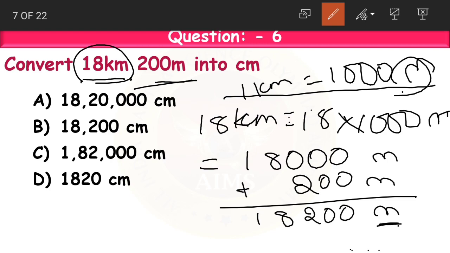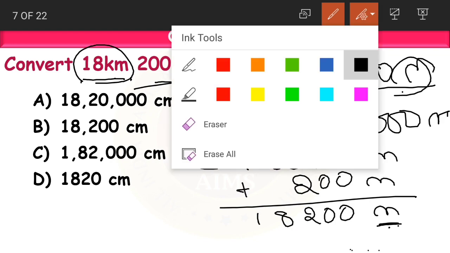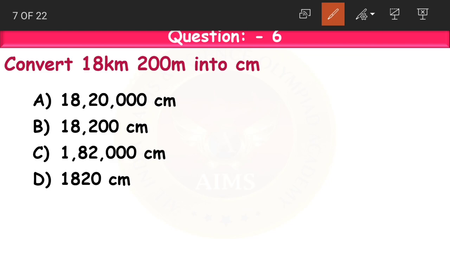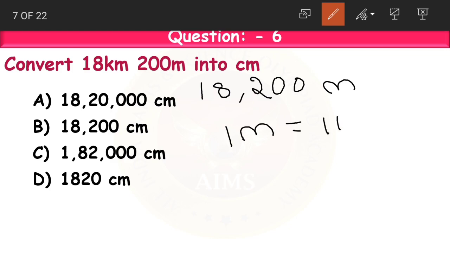This is in meters. But we need to convert these meters into centimeters. And what do we know about meters and centimeters? We know that 1 meter is equal to 100 centimeters. Yes, students, I hope you remember. We discussed it in the first class of the week. Now 18,200 meters becomes what?